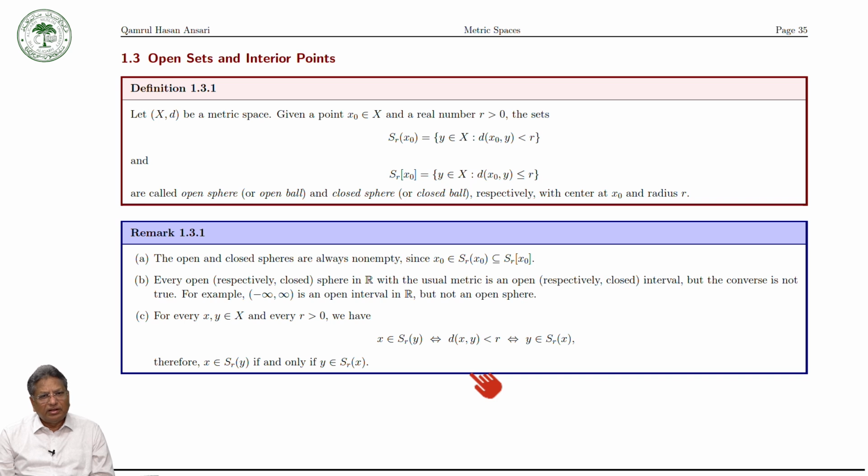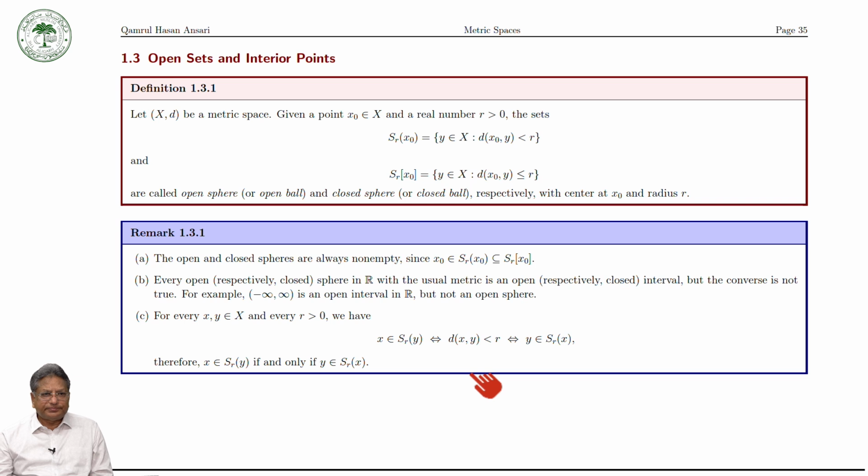For that, we first give a formal definition of an open sphere or open ball or a closed sphere or a closed ball in an arbitrary metric space. Keep in mind that here everything depends on the metric. So, what kind of metric you are considering? The shape of the ball or the set will depend on the metric. So, keep this in mind.